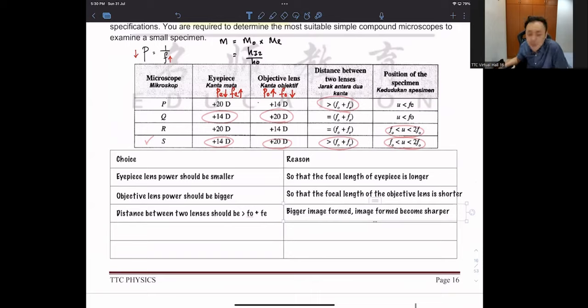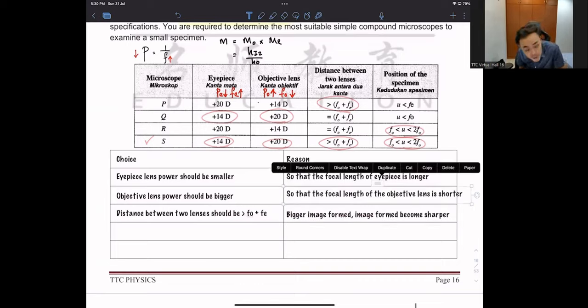Microscope and telescope is a very technical thing. So why does it become sharper? Because when you arrange it this way, your light rays, based on the drawing, so you must know how to draw a microscope, will focus at a point where you need it. That's why they are sharper. And also, mainly, your image formed is larger, a bigger magnification.